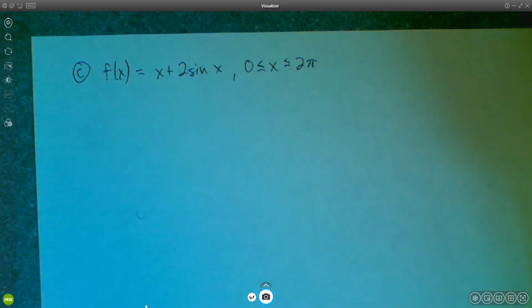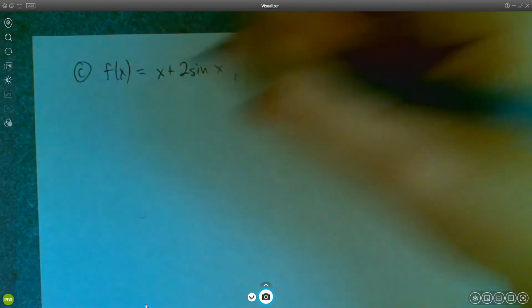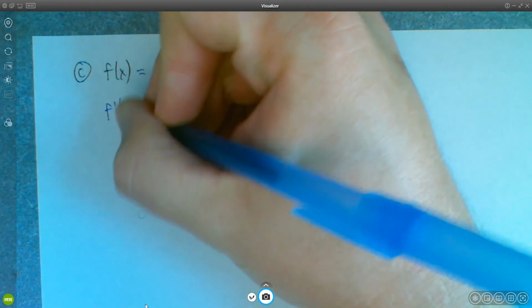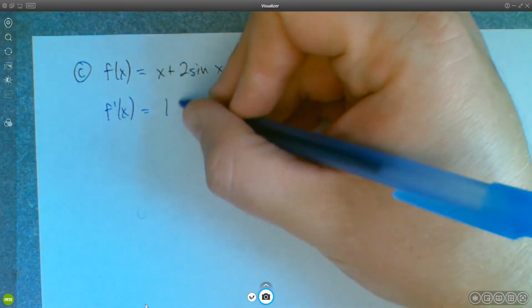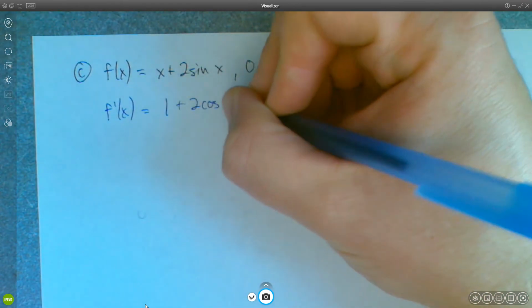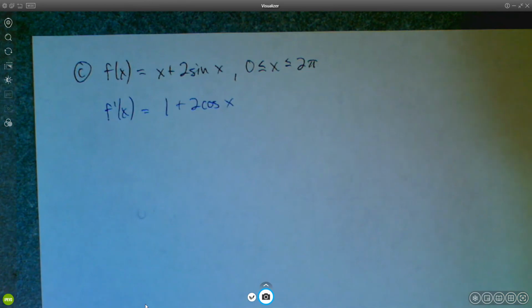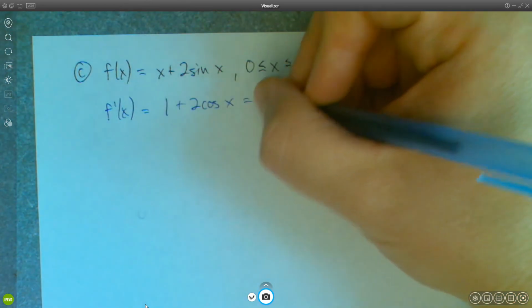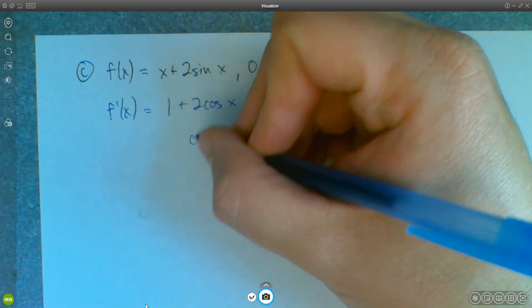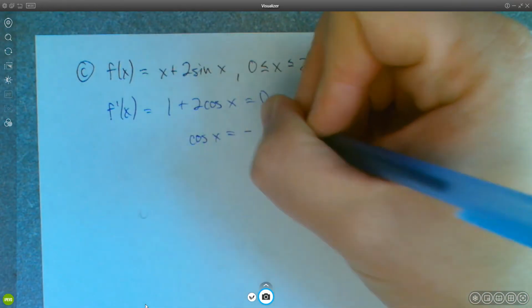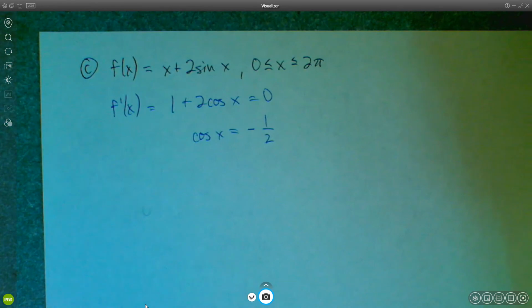Okay, here's my solution. To figure out where this is increasing and decreasing, take the first derivative as usual. It's going to be 1 plus 2 cosine x. I want to set that equal to 0 and then solve for x. So I'm going to get cosine x equals negative 1/2, right?